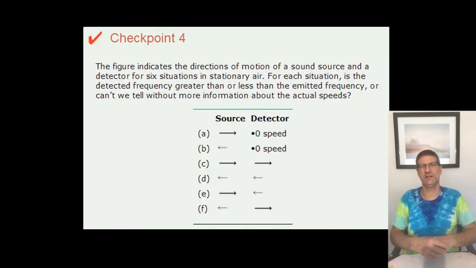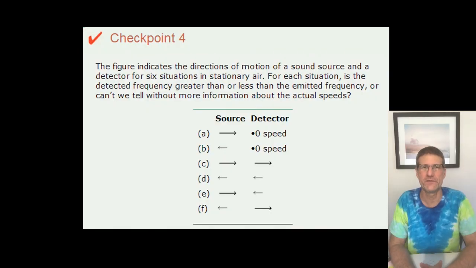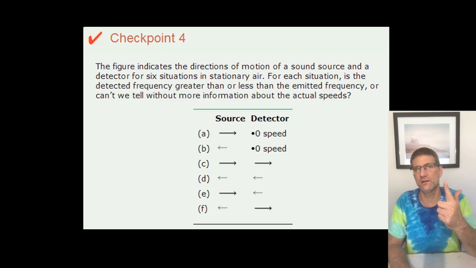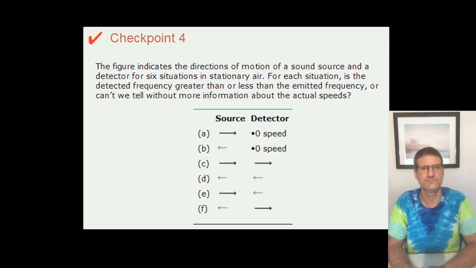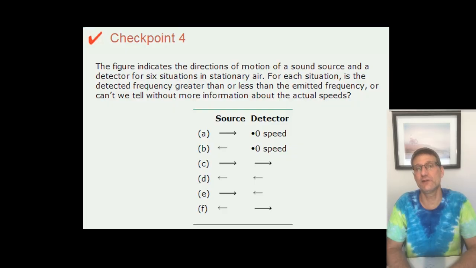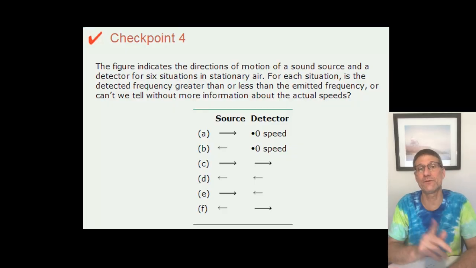So check out this question here, giving you 6 situations and the directions or relative speeds of a source and a detector, and they're asking you to identify what's going to happen according to the Doppler effect. So take a few minutes, identify for A through F, is the frequency going to be higher than emitted, lower than emitted, or the same as what is being emitted? Note that the arrows represent both the direction and relative magnitudes. The longer the arrow, the greater the speed.